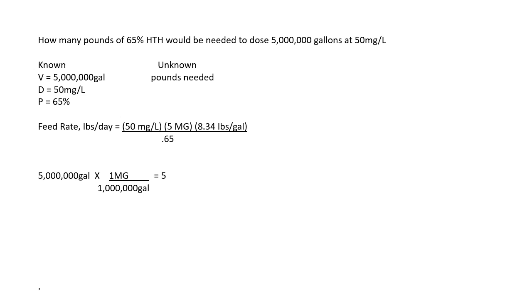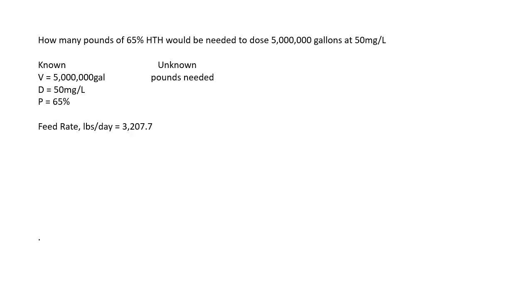So 50 milligrams per liter times 5 MG times 8.34 pounds divided by the purity percentage as a decimal. So first let's do the multiplication on top. When you do the multiplication, you end up with 2085. So now we're going to divide that by 0.65. And the answer is 3,207.692. We're just going to go ahead and round to 3,207.7.